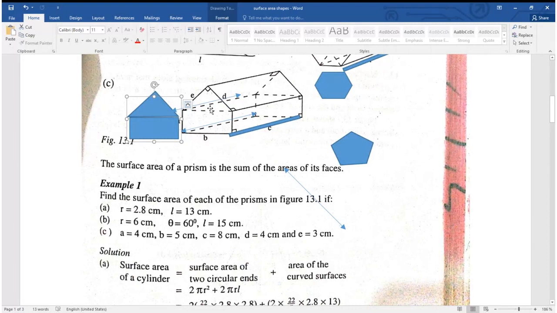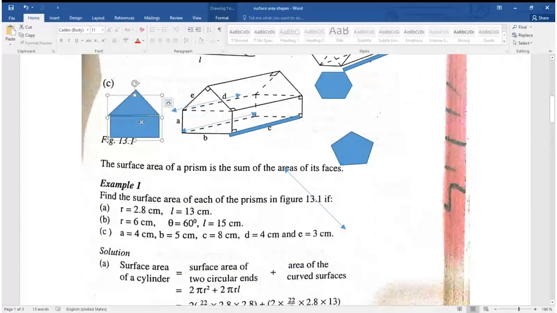Plus this one is what? Is 20. So 26. And this one 26. So 26. Then you multiply by 2. That gives you the answer.